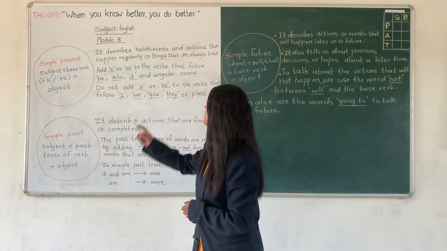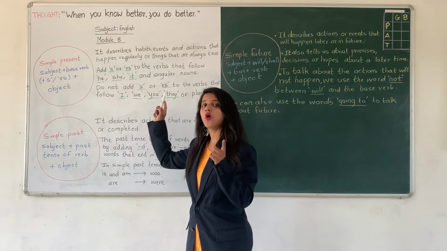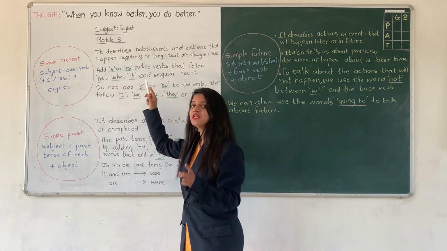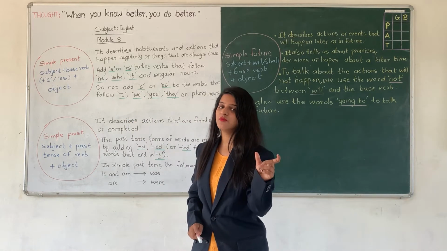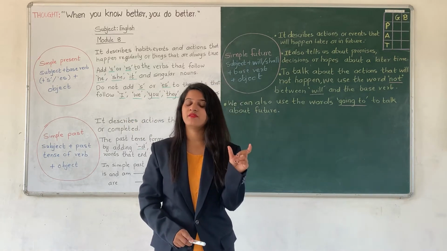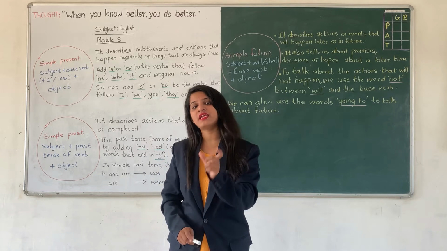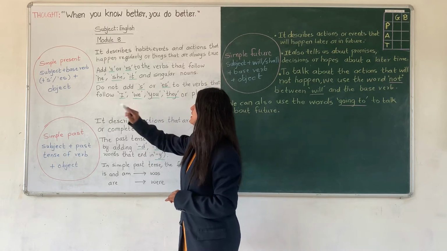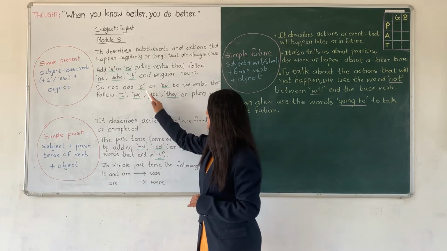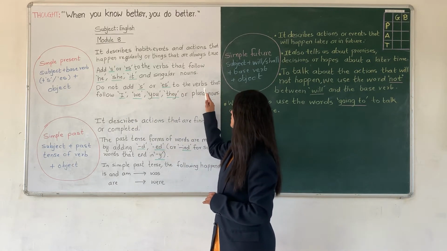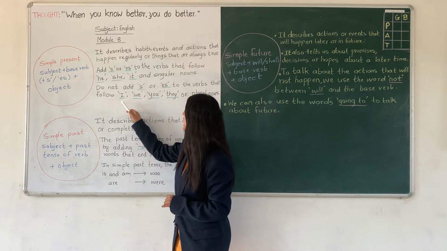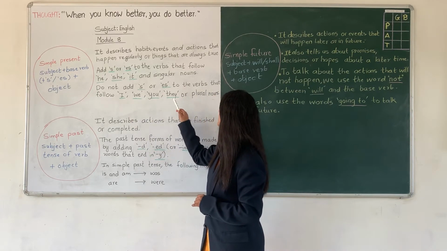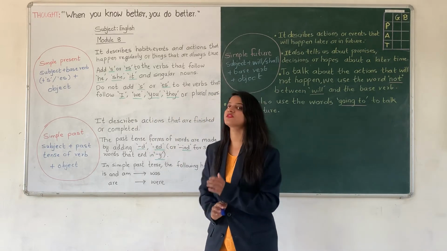So whenever we have singular nouns or he, she, it, that time the verb will be added. We will add s or es to the verb. Okay? Now let us see next. Do not add s or es to the verbs that follow I, we, you, they or plural nouns.